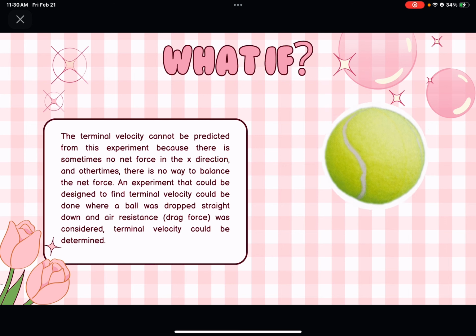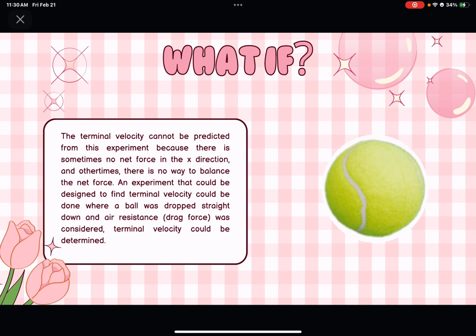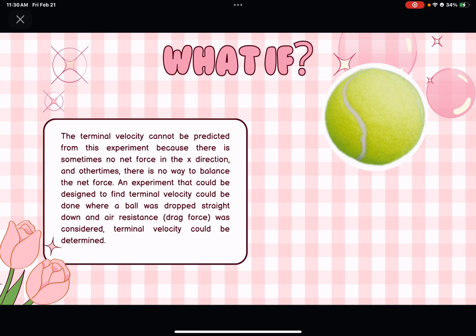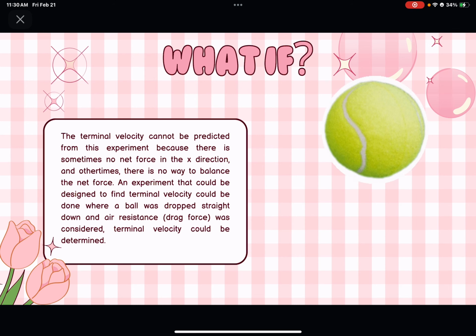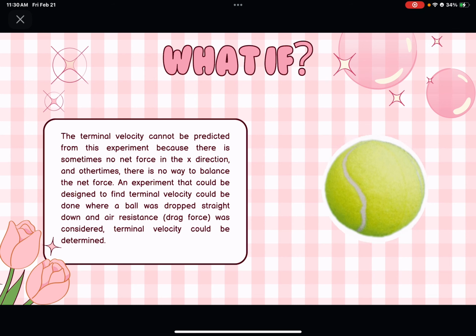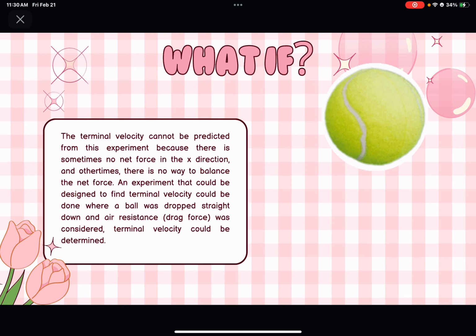What if? Terminal velocity cannot be predicted from this experiment because there's sometimes no net force in the x direction, and other times there's no way to balance the net force. The only way that it could be predicted was if gravitational force was the only force acting on the system. An experiment that could be designed to find terminal velocity, besides this one, could be done where a ball was dropped straight down and air resistance and drag force were considered, and then terminal velocity could be determined.